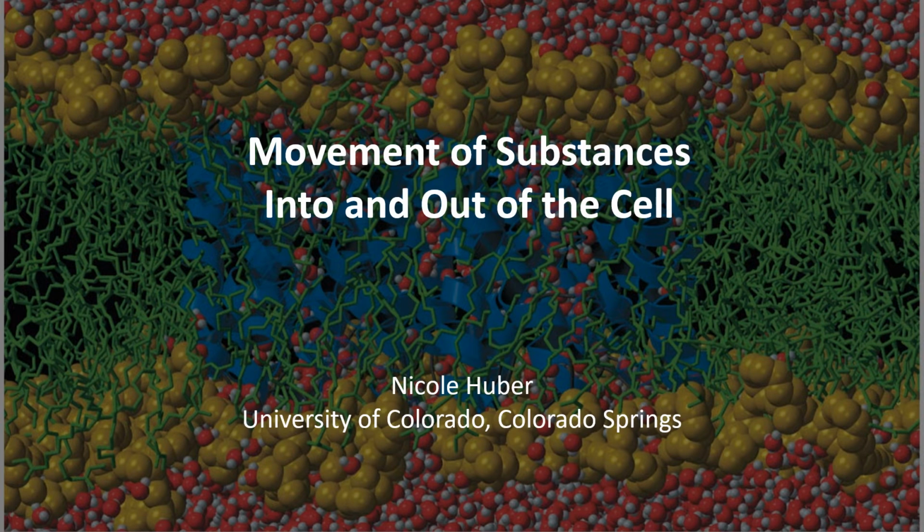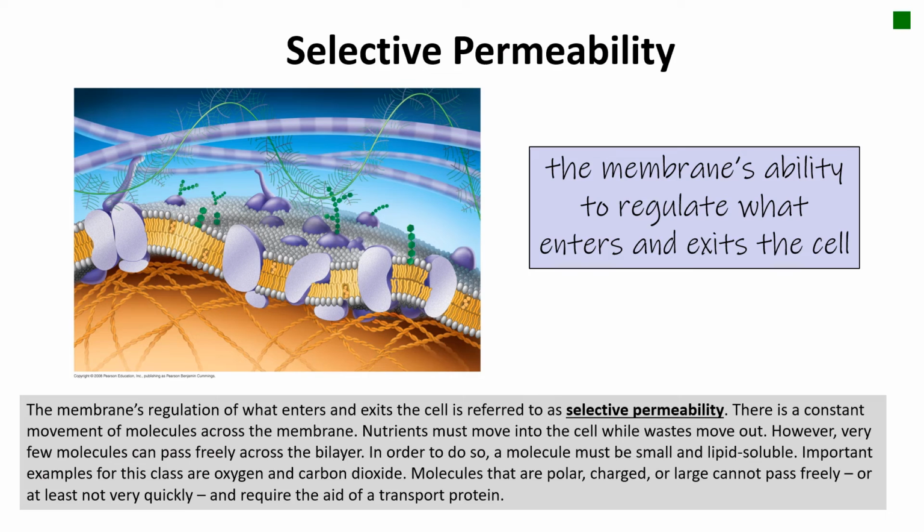Movement of substances into and out of the cell. The membrane's regulation of what enters and exits the cell is referred to as selective permeability. There's a constant movement of molecules across the membrane. Nutrients must move into the cell while wastes move out.